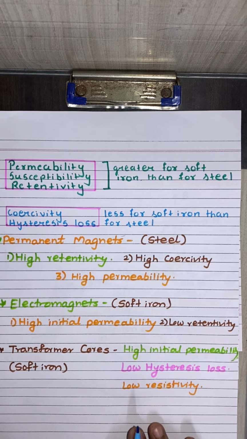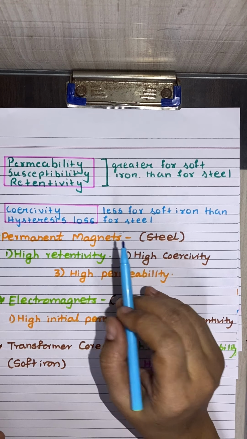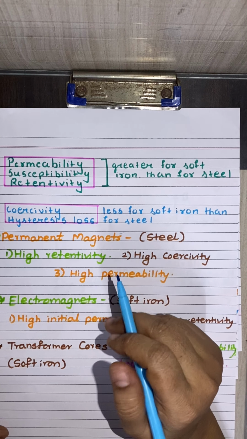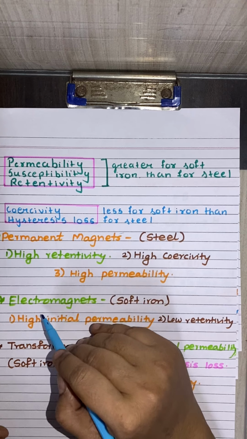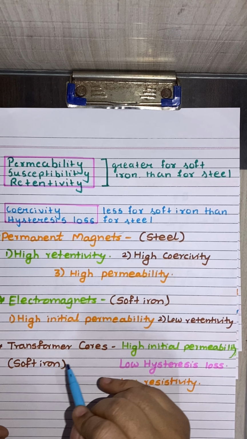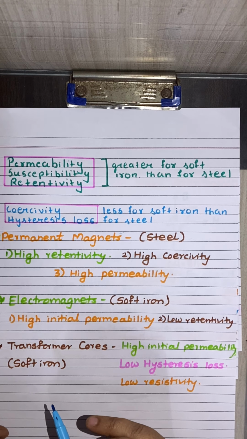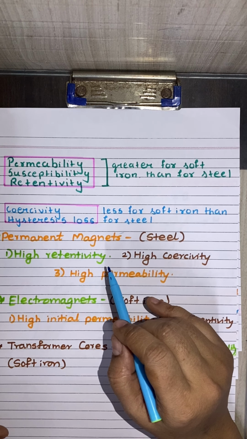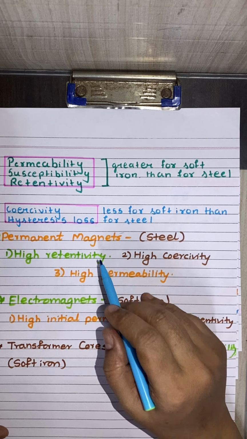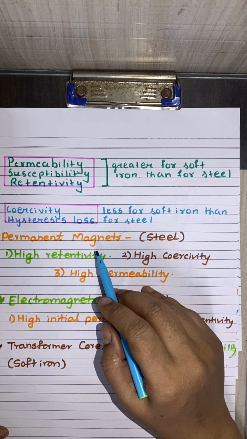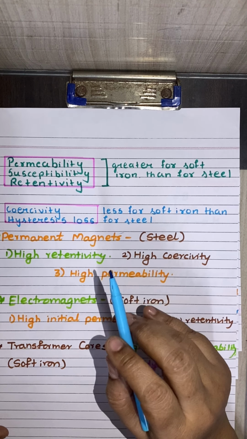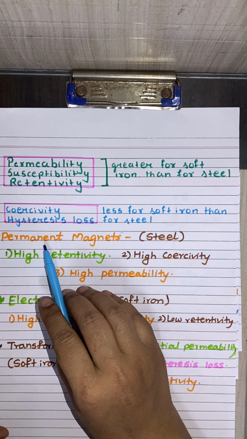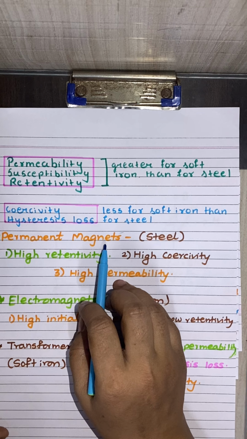Now we are going to define how different materials are to be selected for different purposes, for example permanent magnet, electromagnet and the transformer core. The choice of magnetic materials for permanent magnets, electromagnets and the cores of transformers is decided by using the hysteresis loop of the material. Now, what are the requirements for the permanent magnet? Let us go for that.